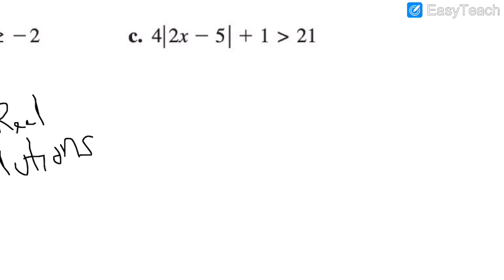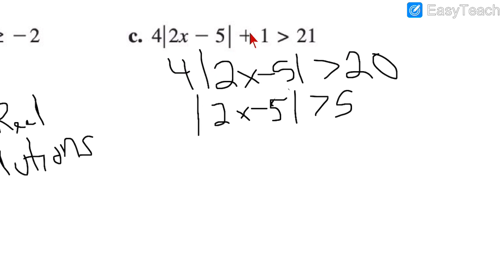Okay. For C, we'd have to isolate it. We have to get the absolute value by itself first. So it would look like this. The first thing I did is I subtracted the 1, so I got 20. Then I divided both sides by 4, so I got the 5. So I'm just left with the absolute value of 2x minus 5 is greater than 5.